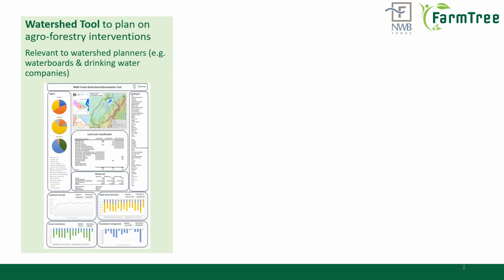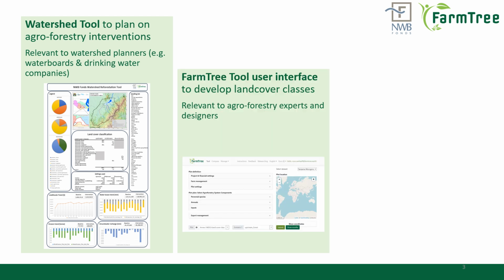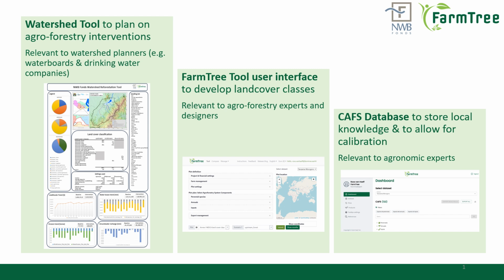So, for the overview, the Watershed tool is developed for landscape planners such as local water boards and drinking water companies. The FarmTree tool user interface is relevant to agroforestry designers for the development of land cover classes. The online CAFS database is important for the storage of local knowledge and to allow for calibration.